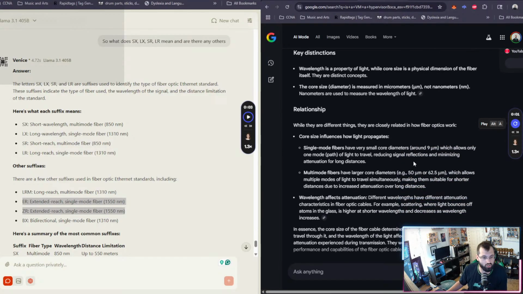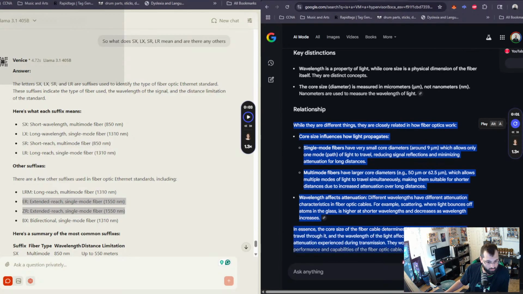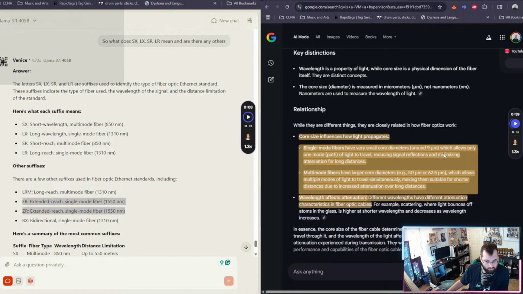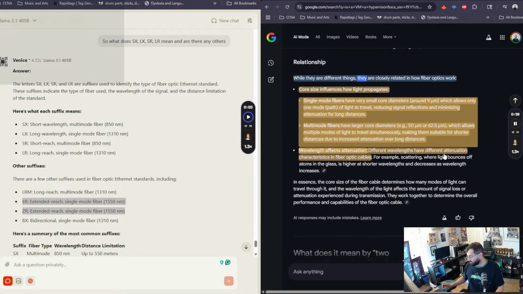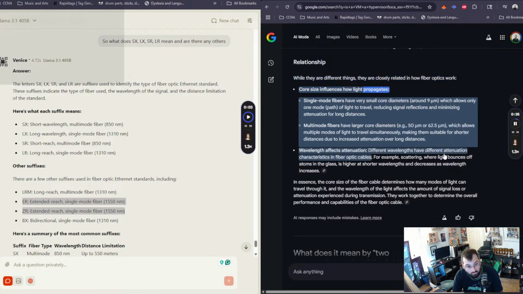Okay, so here's the relationship. While they are different things, they are closely related in how fiber optics work. Core size influences how light propagates. Single-mode fibers have very small core diameters, around 9 micrometers, which allows only one mode path of light to travel, reducing signal reflections and minimizing attenuation for long distances. Multimode fibers have larger core diameters, for example, 50 or 62.5. Wow, that's a significant difference. That allows multiple modes of light to travel simultaneously, making them suitable for shorter distances.